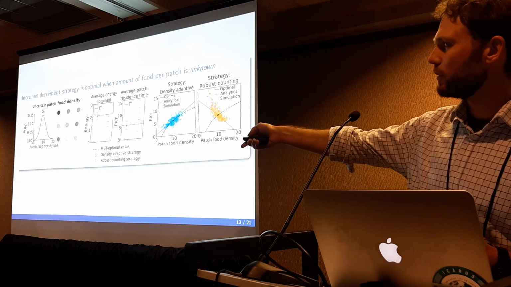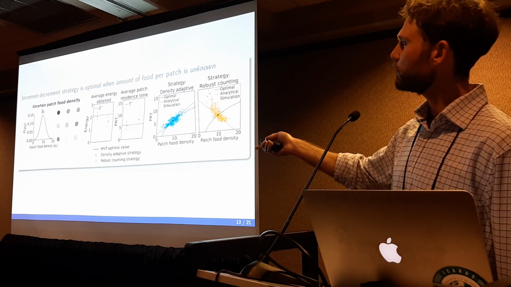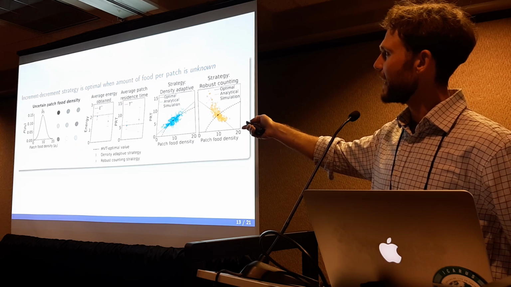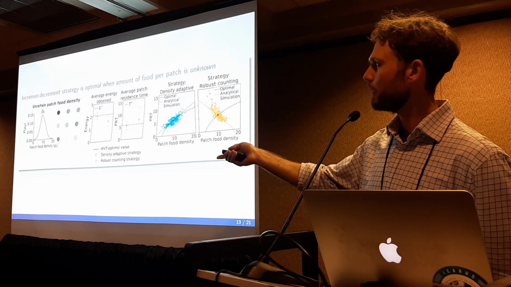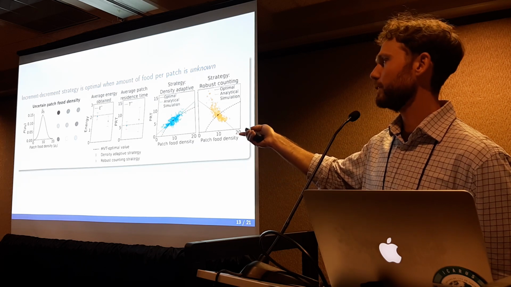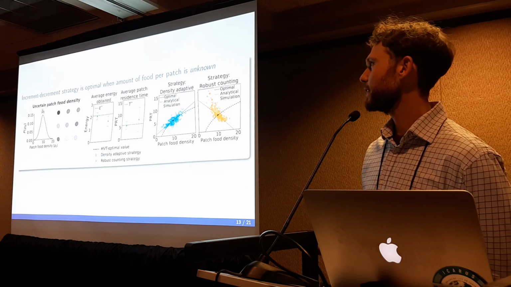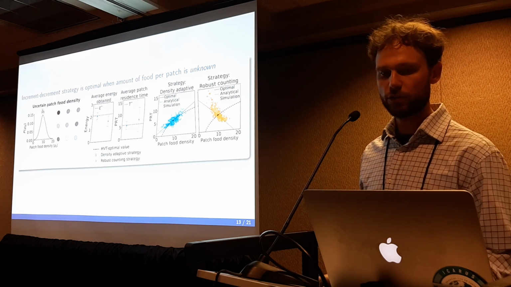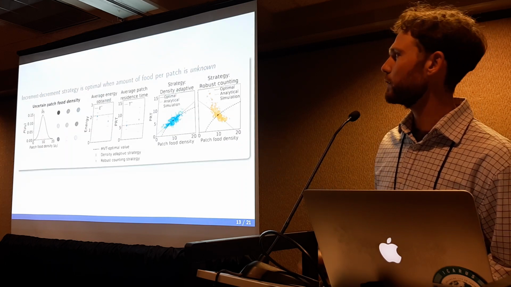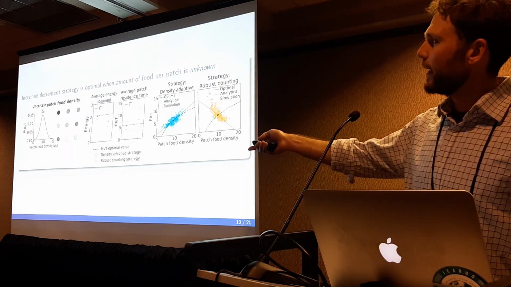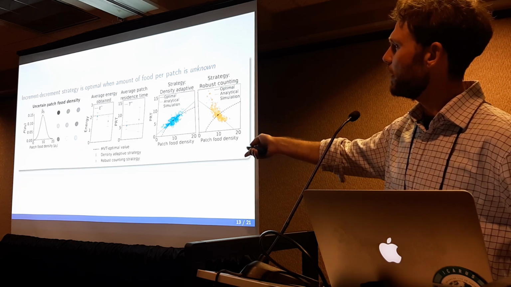And here there's uniform travel time between patches. So here I'm comparing these two strategies, which are called density adaptive, which is an increment-decrement strategy that is optimal when we have some distribution of patch food density, and robust counting, which is what I showed on this slide here, which is a decremental strategy. Compare the energy obtained and the patch residence times. So let's look at this one.